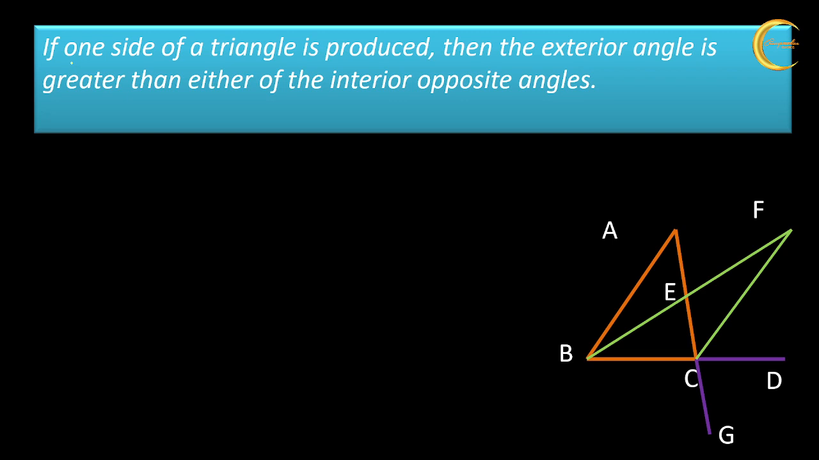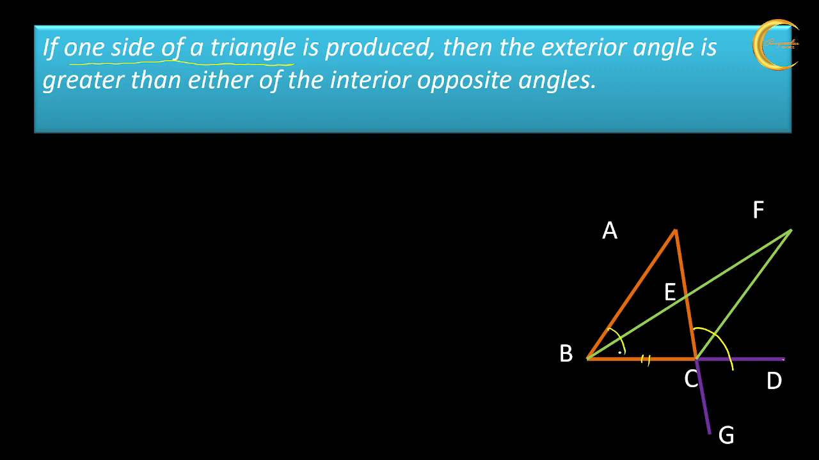So if one side of a triangle, this one side of a triangle means this BC. So this BC is the one side, and this BC is produced, which is called the BD line, then the exterior angle is, and this exterior angle means the ACD. This ACD angle is the exterior angle, and it is greater than either of the interior opposite angles. Means its opposite angles are the two angles.